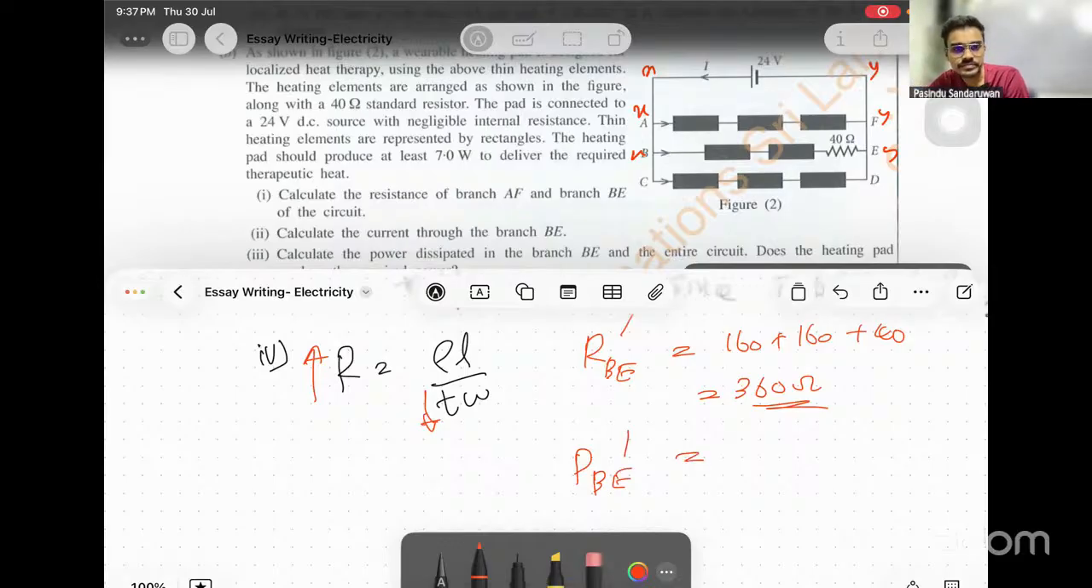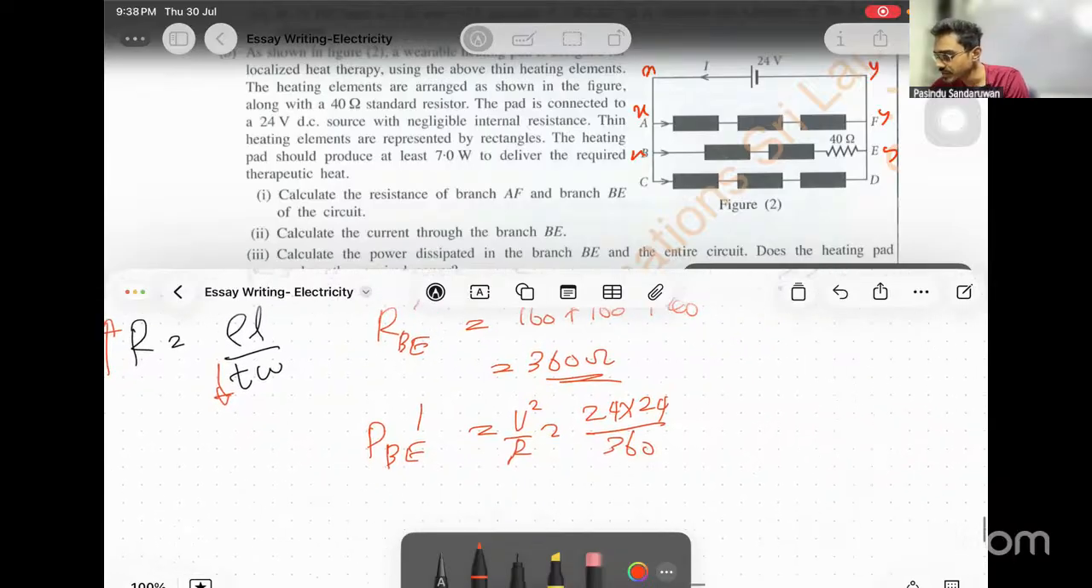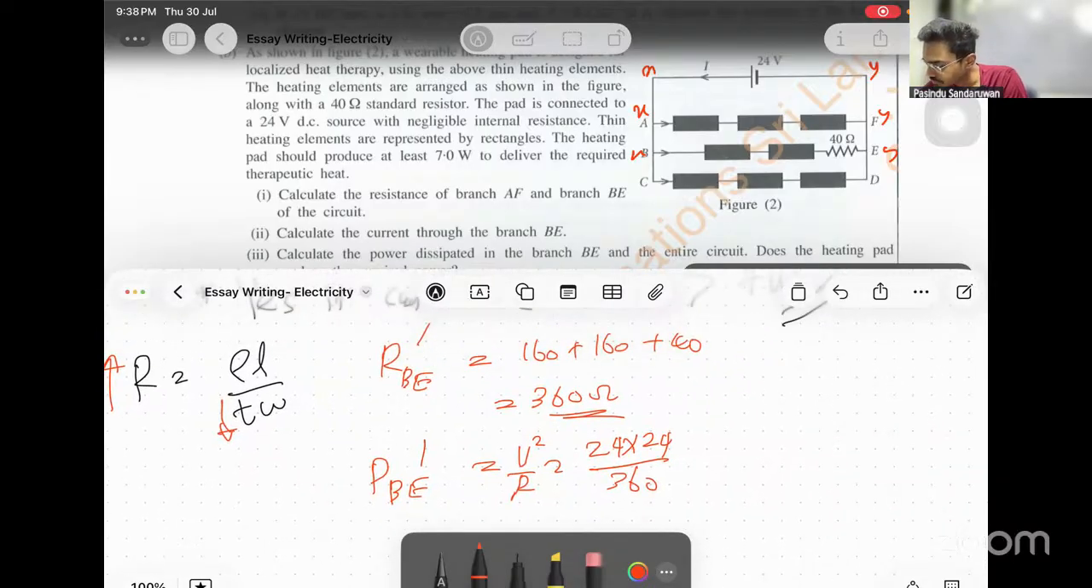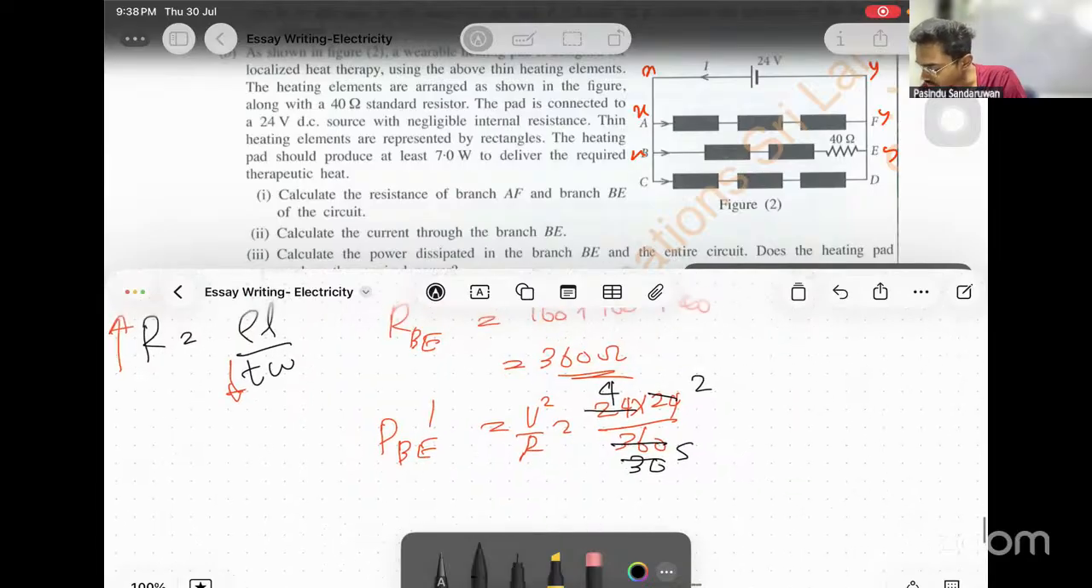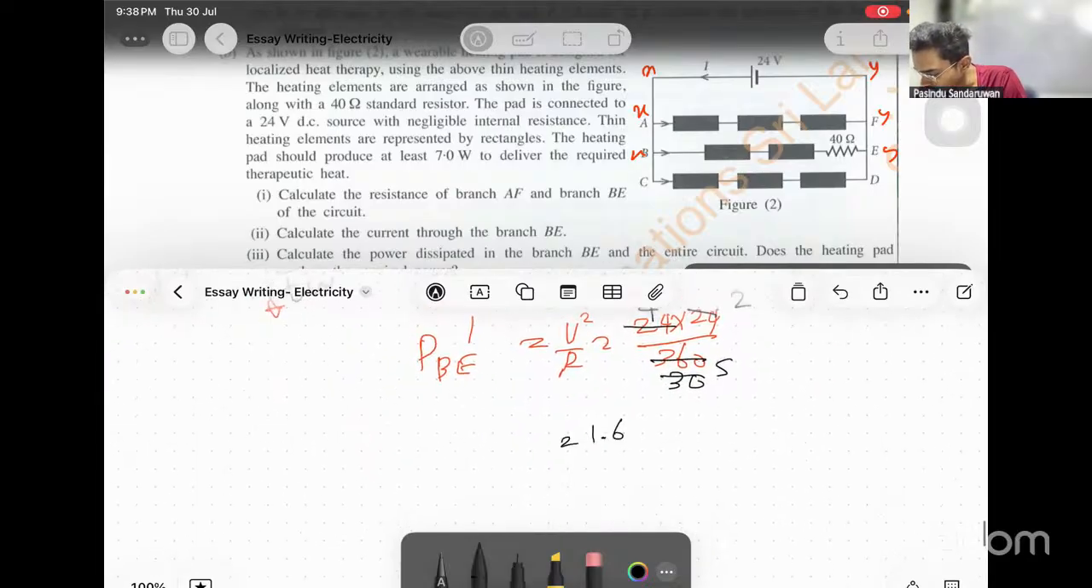Then new power of BE, say dash. Potential difference is still unchanged, so we'll go with V squared over R. Then 24 times 24 over 360. Then 12 times 2, 12 times 30, 6 times 4, 6 times 5. Then it becomes 1.6 watts.